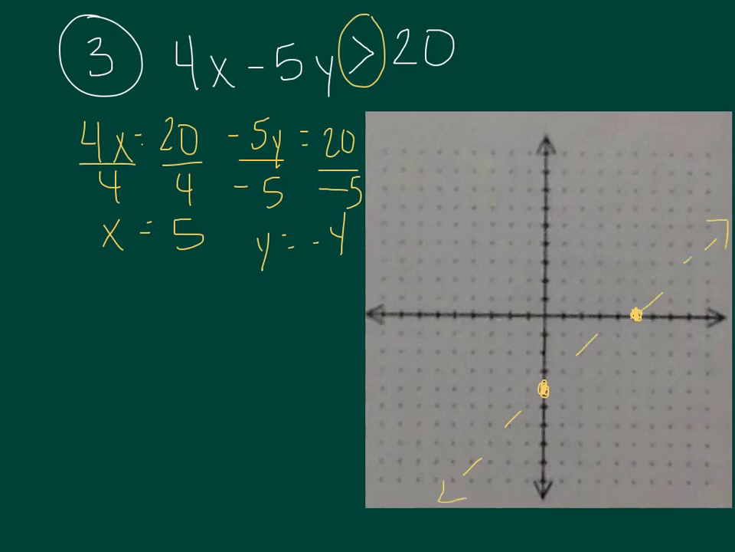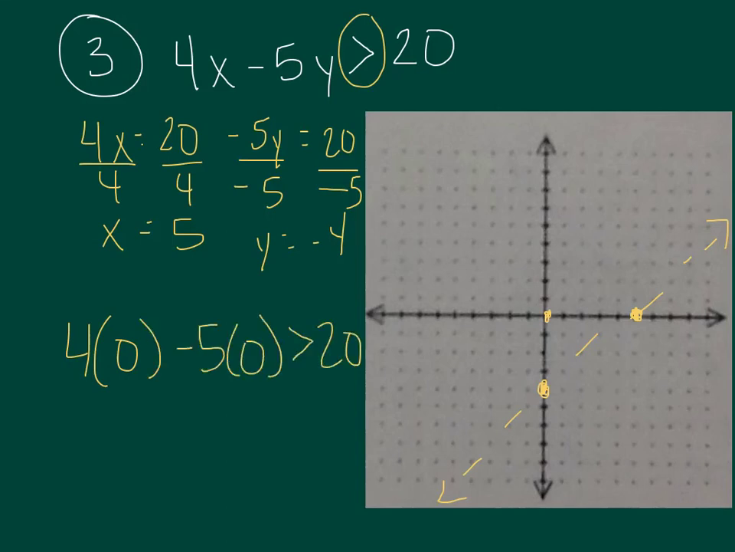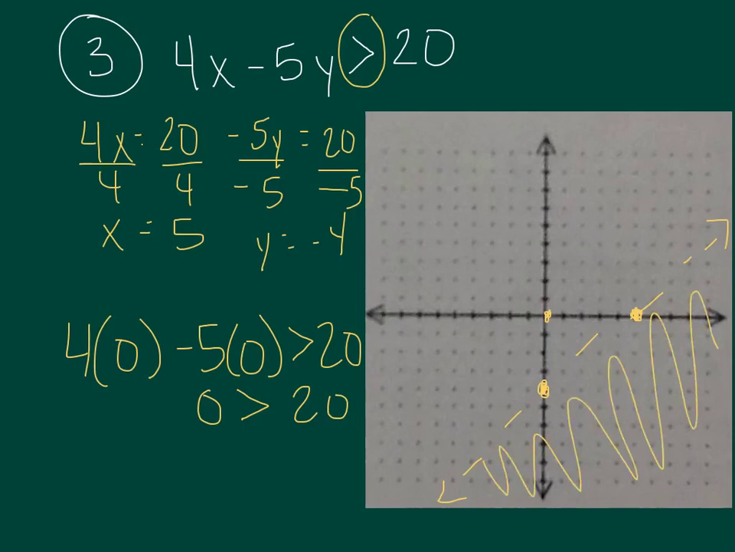Okay, now we got to pick a point not on the line, so we're going to pick 0, 0. So that's going to tell us we're either going to shade towards it if it's an answer, or we're going to shade away from it if it's not an answer. So when we do this, we get 4 times 0 minus 5 times 0, which is greater than 20. These both cancel, so it's just 0 is greater than 20. Is 0 greater than 20? No, so we got to shade away from 0, 0 because 0, 0 is not an answer, and the shading shows where the answers are.